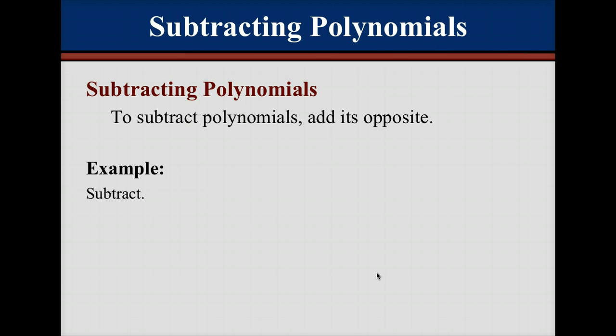Subtracting polynomials, we're simply going to add its opposite. It's very important not to forget to distribute this minus sign across both terms in the parentheses. That will give us 4 plus y plus 4. Written in descending order, y to the first comes before our constant, so our answer would be y plus 8.